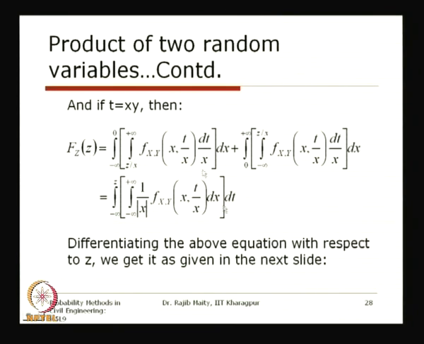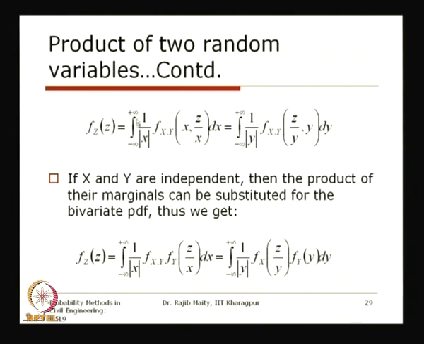Differentiating now again, since this is a CDF, differentiating the above equation with respect to z, we get what is given here. If we do this differentiation to get its PDF, we get the final form as 1 by mod y, f of x, y evaluated at z by y, with respect to y, or we can also do it with respect to x, that is 1 by mod x, f of x, y evaluated at x and z by x, with respect to x. So, depending on which variable you substitute, you get the corresponding form of this PDF.